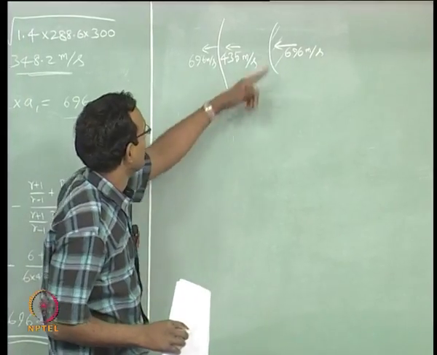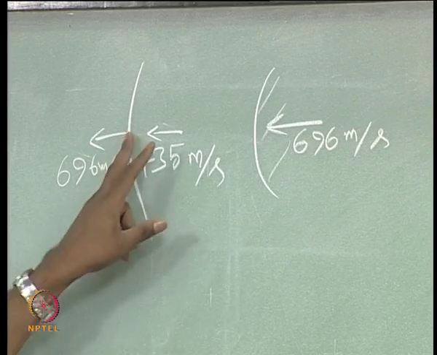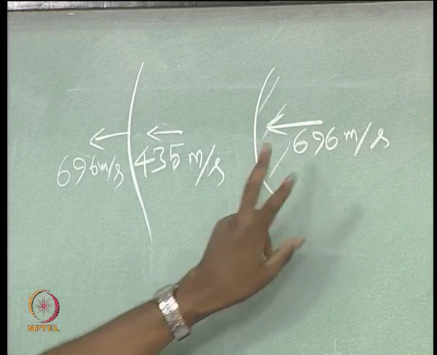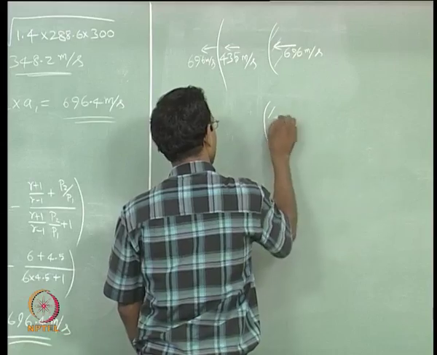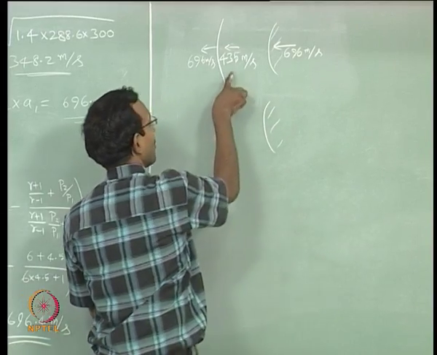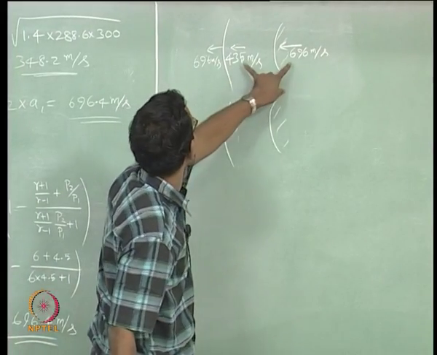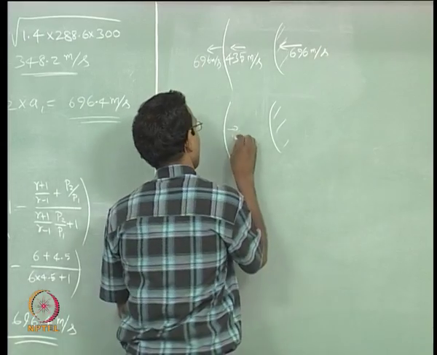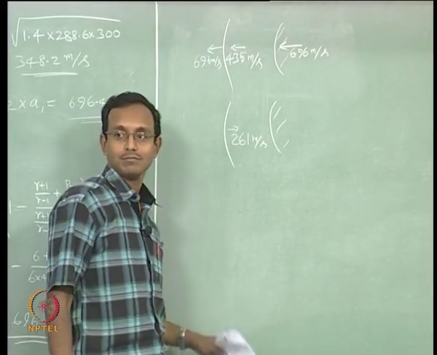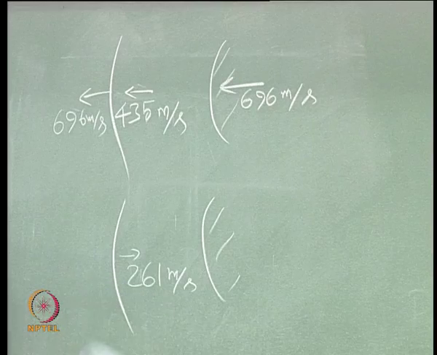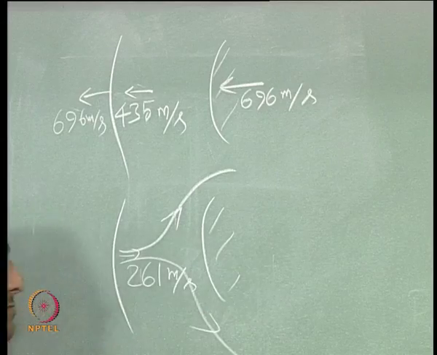So if I suddenly switch to the other reference frame, what will happen? Shock is stationary with respect to this cylinder. Okay. If I say the shock is stationary with respect to the cylinder, there is a velocity of this fluid with respect to the cylinder. How much is that number? Actually it is 261. 261 meter per second. Okay. This is what is the final flow around the cylinder. This is what is going to go like this.